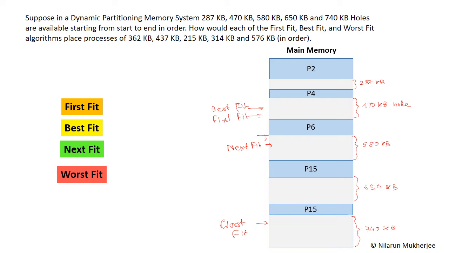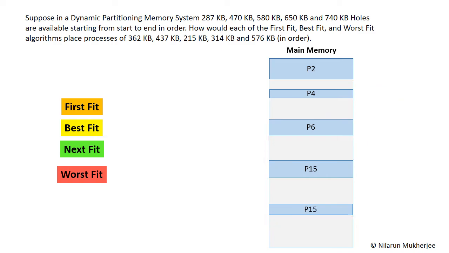So for the next fit, if my last allocation is P6, then next fit will find that this is large enough to fit a process of 335 kb, so it will fit it here. Worst fit will fit it here, best fit will fit it here, and first fit in this scenario will also fit in the same place. Let's understand this with this problem.